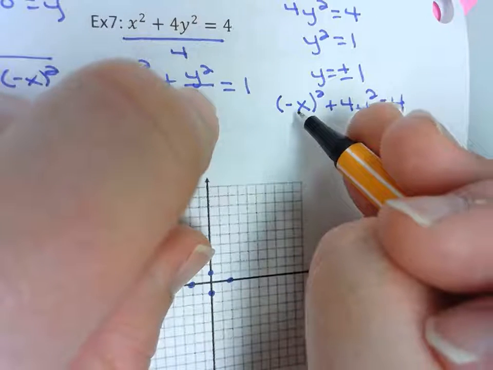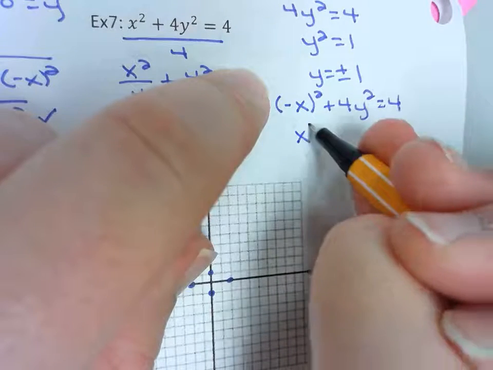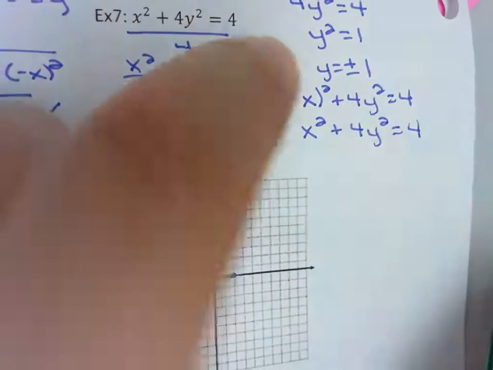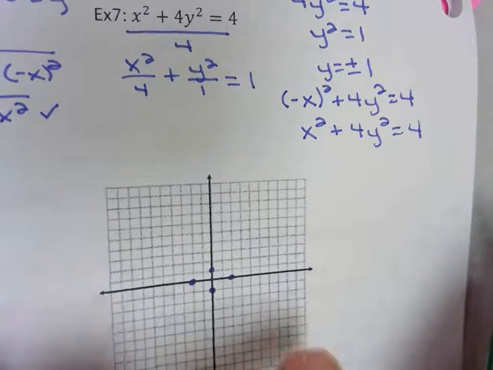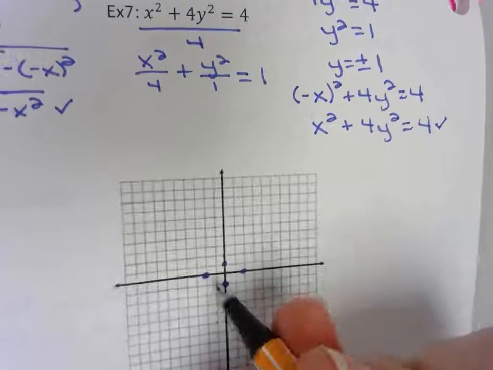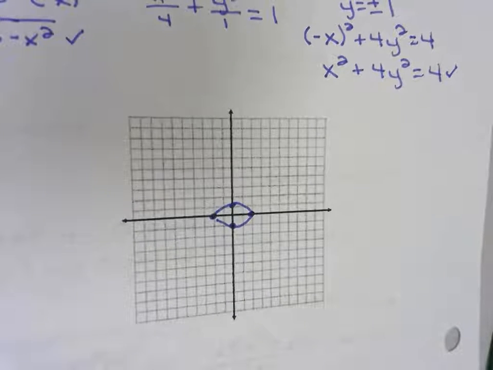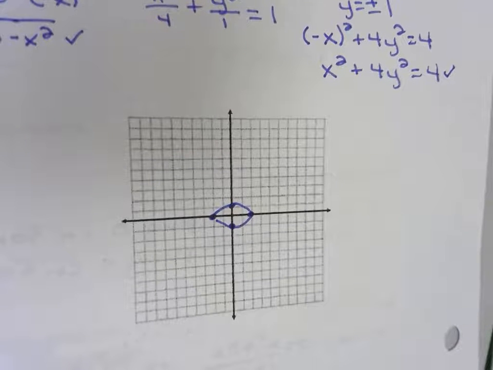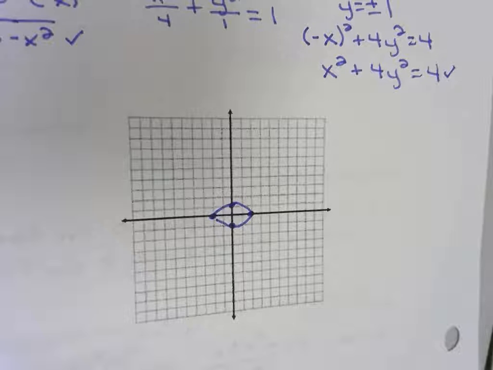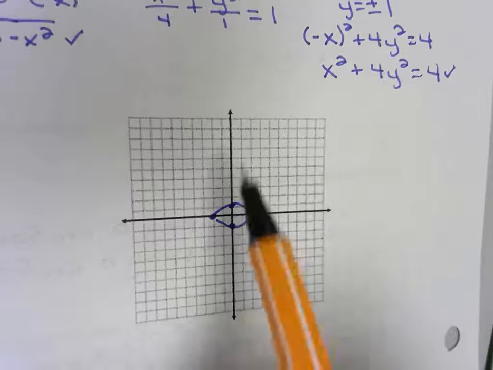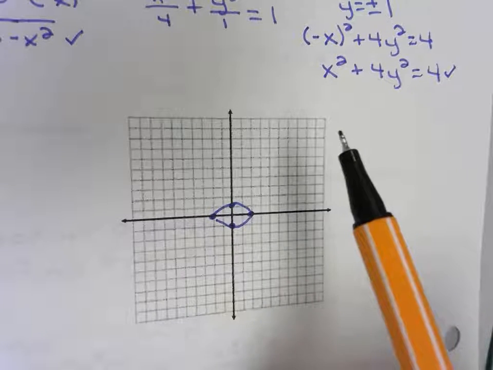So if I plug in negative x squared, that gives me back a positive. Do I get back the original? Yes. So it is symmetric with the y-axis. So you can kind of think of it as having that ellipse shape. It's also symmetric with the x and y. It's actually symmetric with all three. If you plug in a negative y, you'd get symmetric with the x, and it's also symmetric with both of them. So it is symmetric with all three.